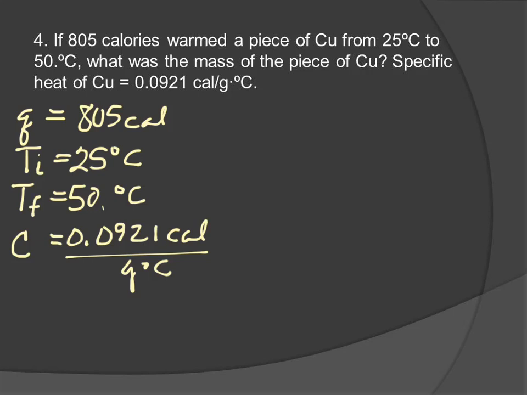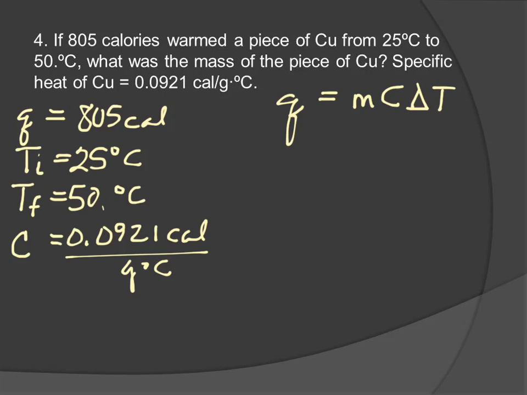So all of our numbers are identified. We're going to need that Q equals MC delta T equation again. By the time we finish all these problems and you finish the lab and the homework, you'll probably all have this equation memorized. Q equals MC delta T.